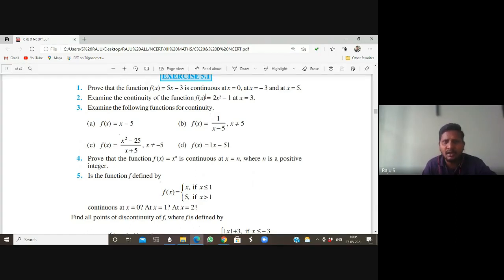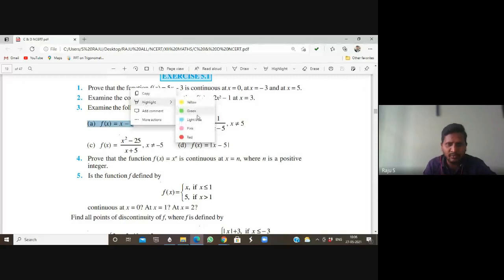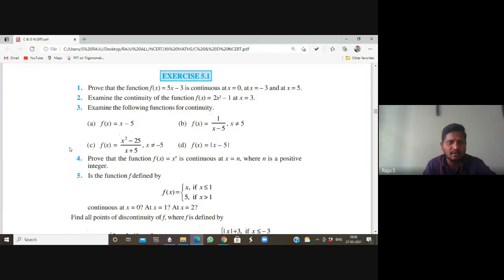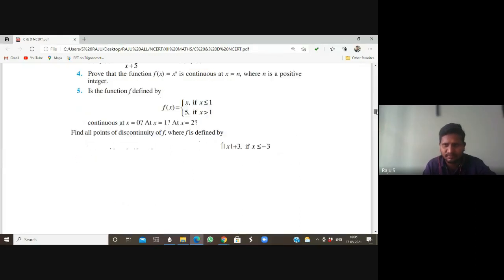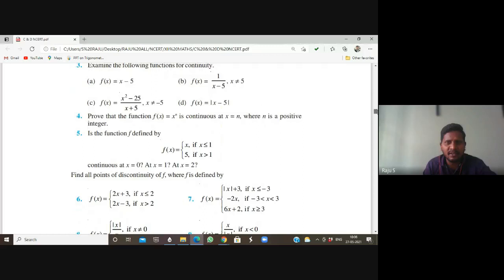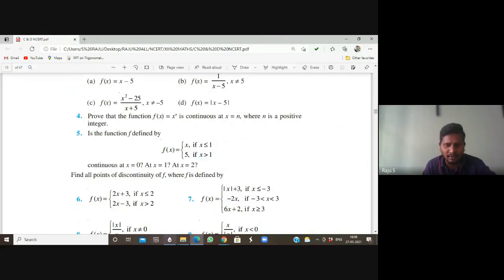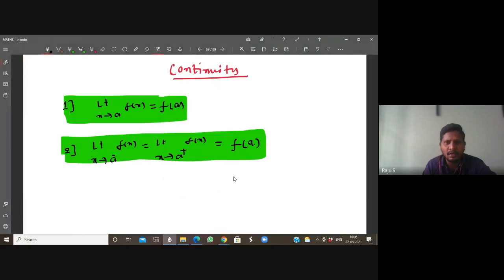But remaining functions like first one, second one, and even here, third question also, two subdivisions. Like even fourth question. Till fourth question, we can apply the first formula. Okay, so remaining, when they given different conditions like this, we can apply the second formula. Right? So this is continuity.